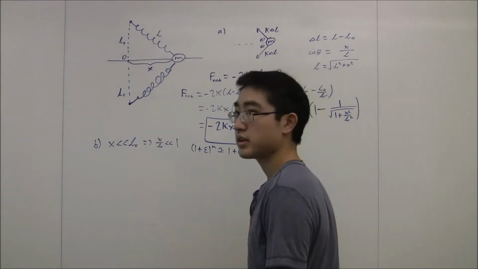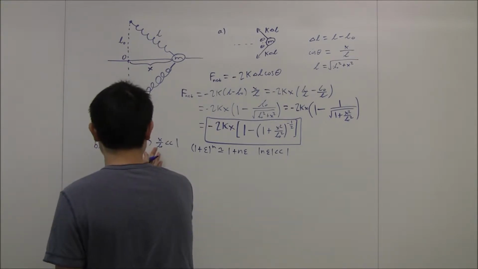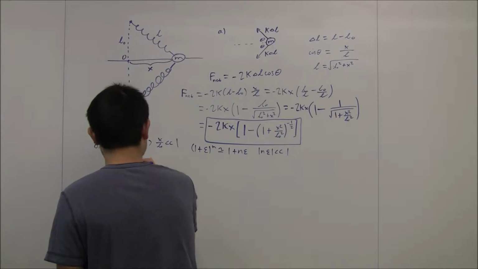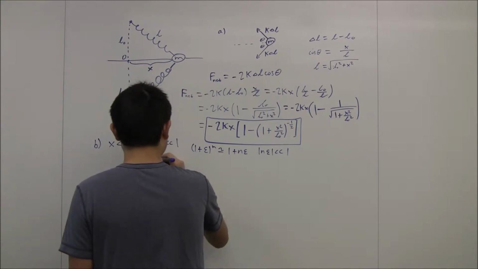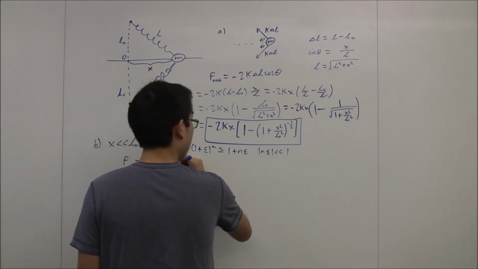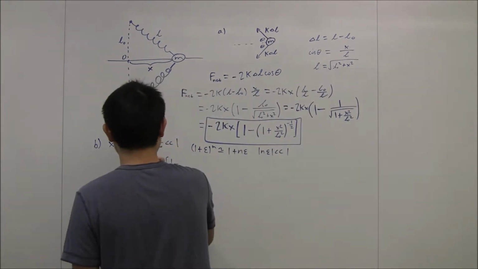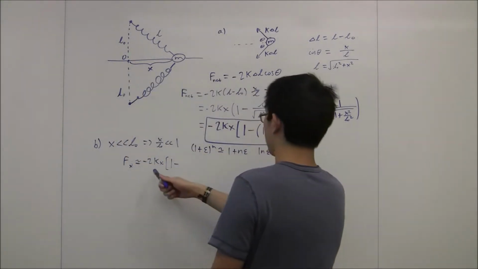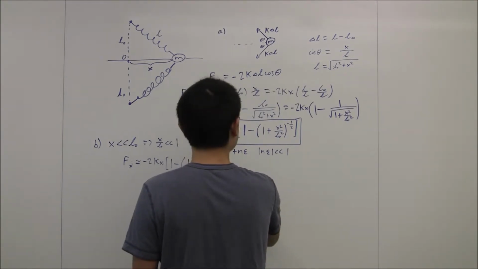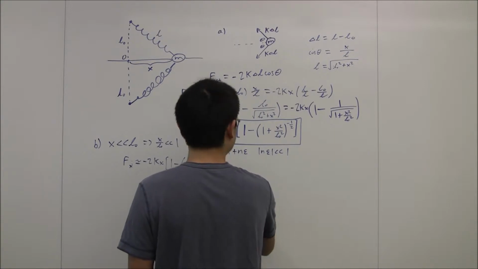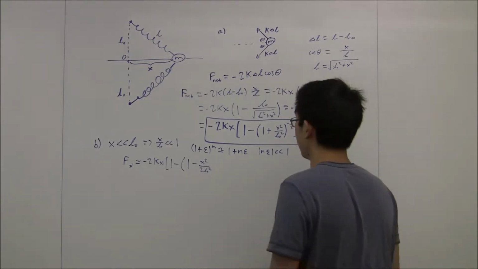Which means for small x, the force on the bead, we'll call f of x, because it's a function of x, is going to be equal to negative 2kx times 1 minus, and let's use the binomial approximation, so this is approximately equal to negative 2kx times 1 minus, in brackets, 1 minus x squared over 2 L naught squared. We just multiply the term by n, which in this case is negative 1/2.